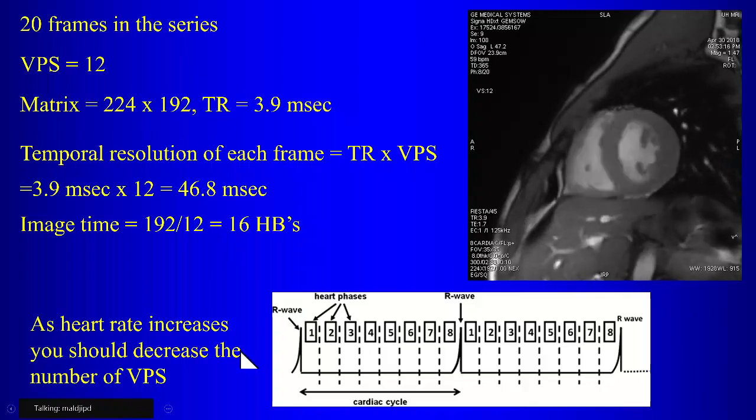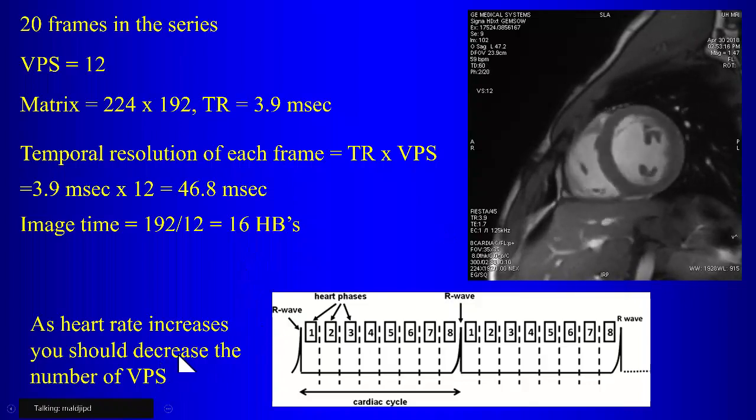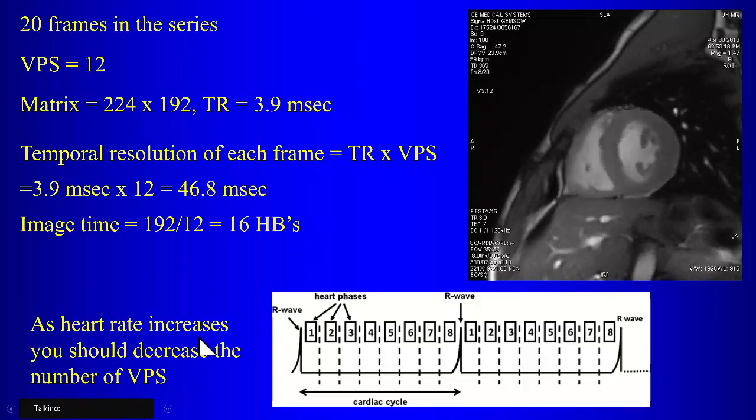So that question might come up on exams. If the images are blurry, how do you improve your temporal resolution? When you're doing bright blood imaging, you need to decrease your views per segment to improve your temporal resolution. And what views per segment represents is how many lines of K-space you are acquiring at each heartbeat for each phase of the cardiac cycle.